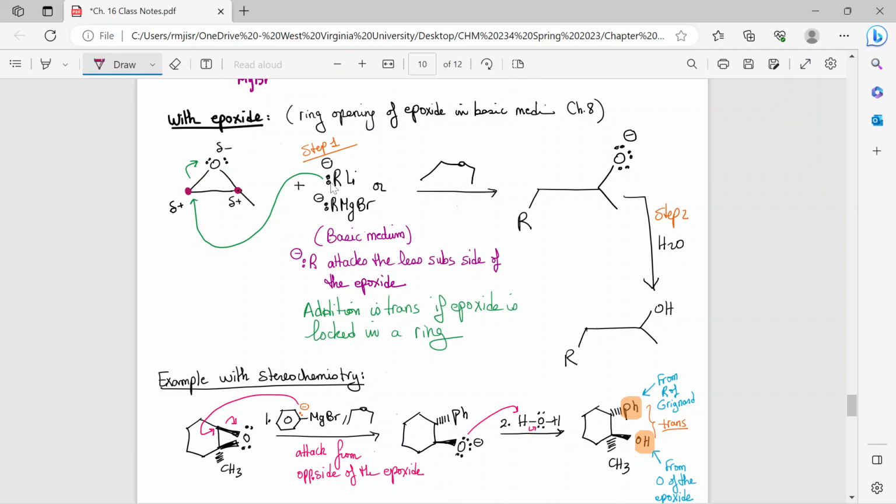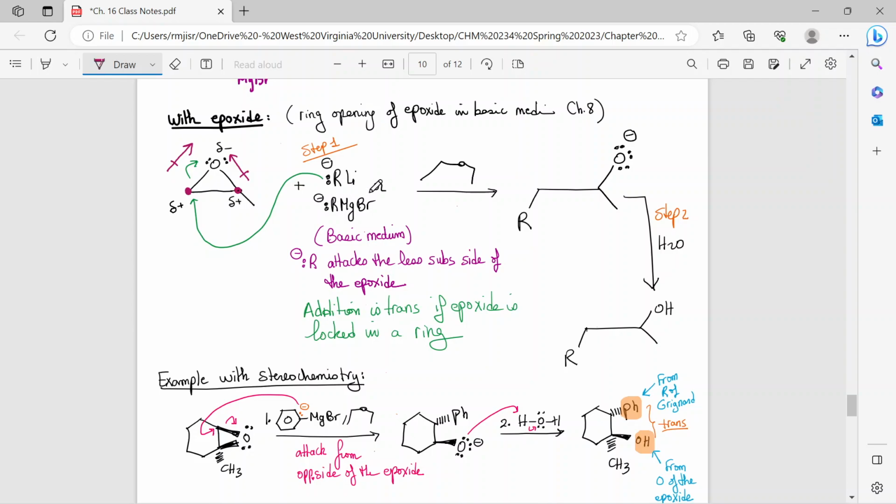And if you remember from organic 1, this oxygen is electronegative. So because it is electronegative, it's going to introduce a direction of polarization. It's going to pull the electrons towards itself, making it a negative charge. So each of these carbons is going to have a partial positive charge. Now, these partial positive carbons are not the same, because this one is less substituted than this one. So it really matters where the R is going to attack.